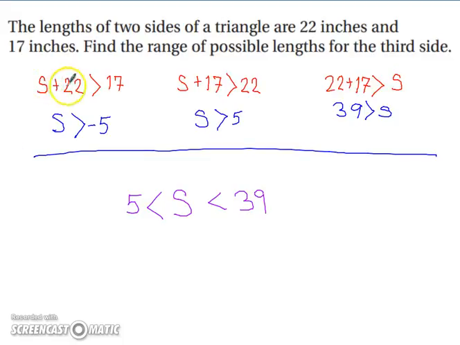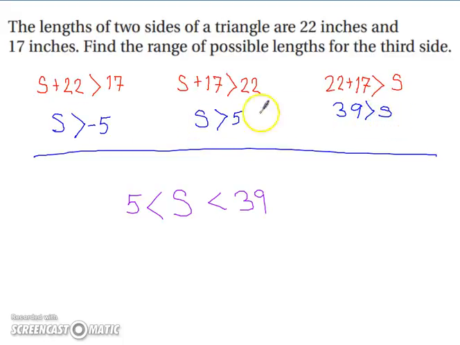Okay, so you have your S plus 22 has to be greater than 17. Then you have your S plus 17 has to be greater than 22. And your last combination is 22 plus 17 has to be greater than S. So, when you solve for S in each of these inequalities, you end up with S has to be greater than negative 5, S has to be greater than 5, and 39 has to be greater than S.